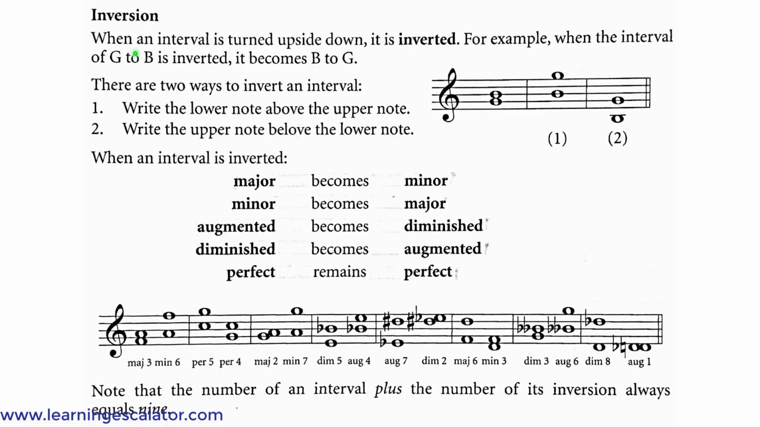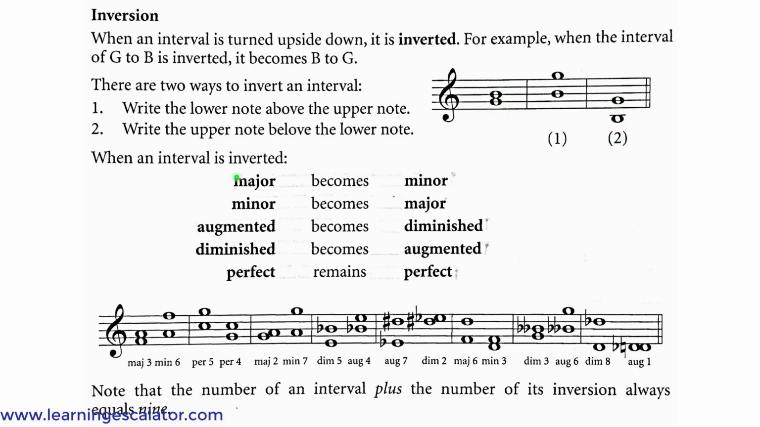Inversion. When an interval is turned upside down, it is inverted. For example, when the interval of G to B is inverted, it becomes B to G. There are two ways to invert an interval. One, write the lower note above the upper note, so the G goes above the B. Or you can write the upper note below the lower note, so the G stays in the same spot and you move the B down.